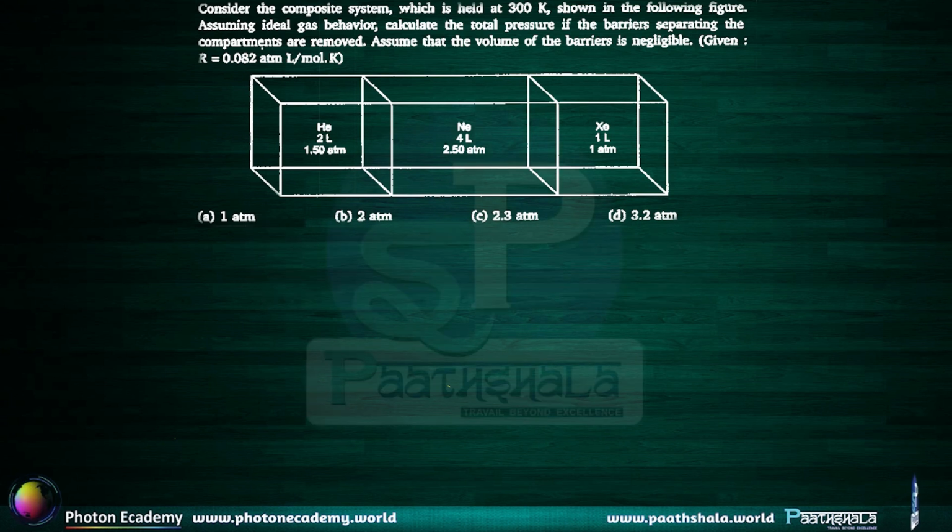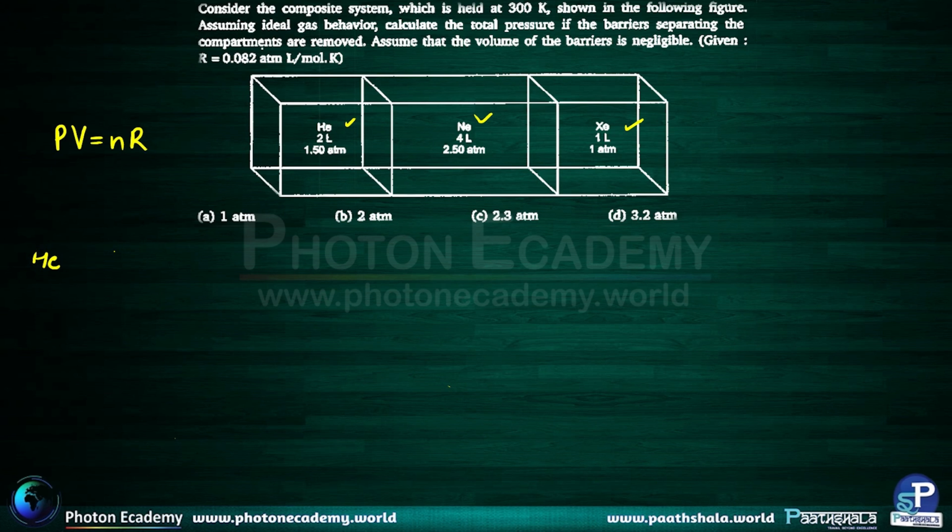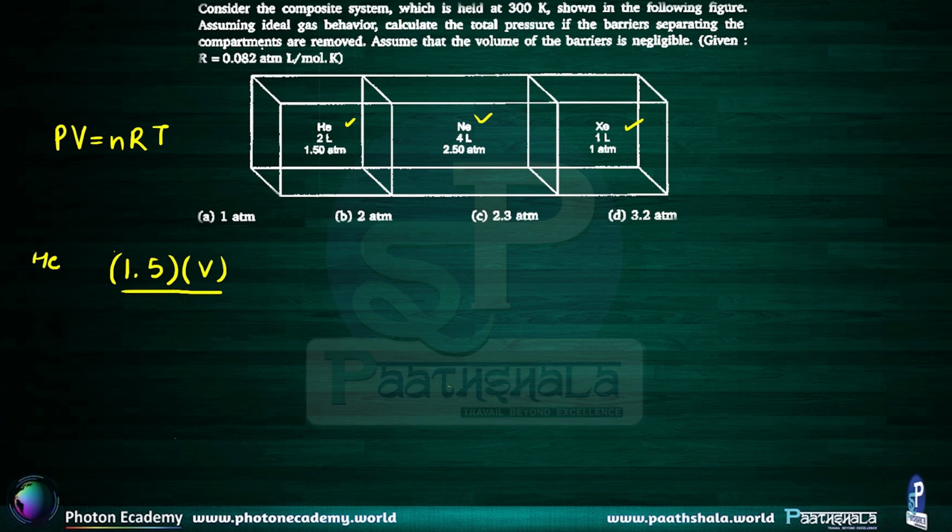Okay. Now, these are our three compartments. First of all, let us find the number of moles in each of the compartments. For compartment 1 having helium, we would apply the ideal gas equation everywhere. So the number of moles is PV divided by RT. P here is 1.5 into the volume, divided by R, which is 0.082, let it remain R, and T is 300.